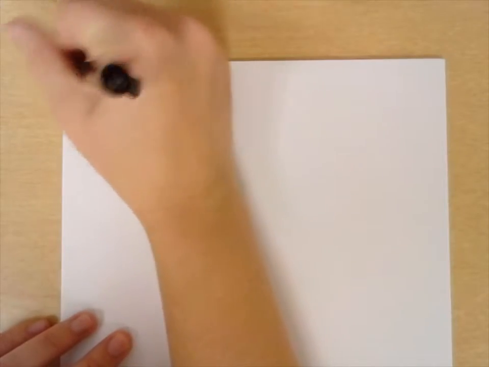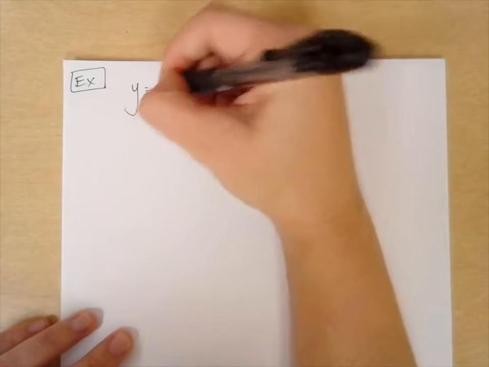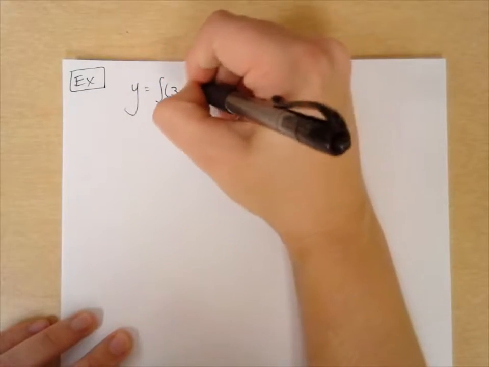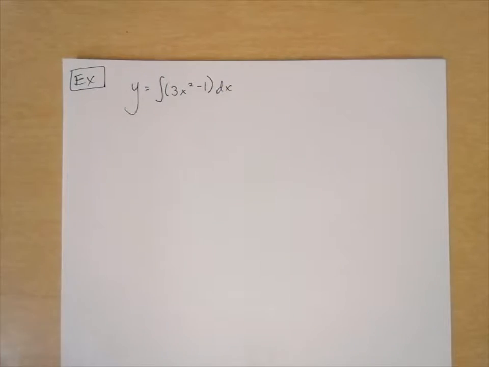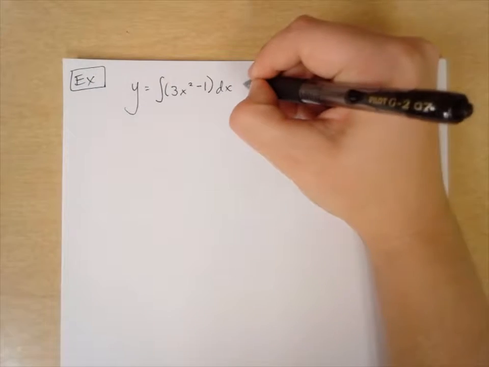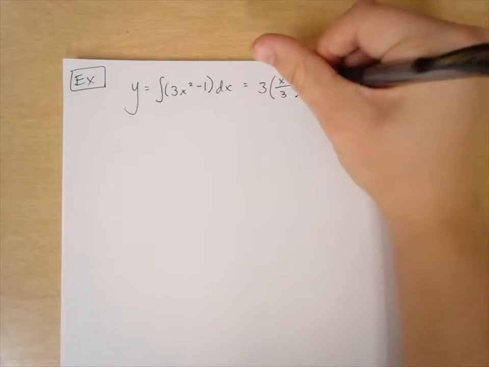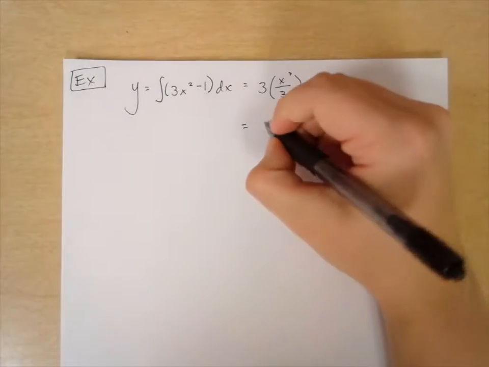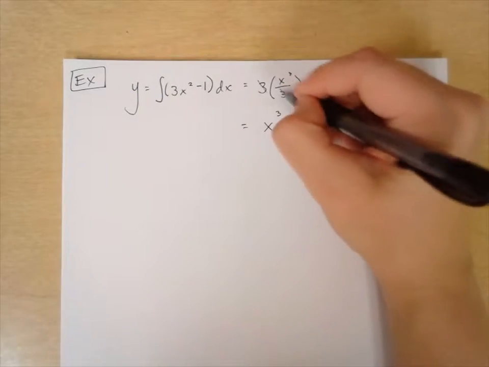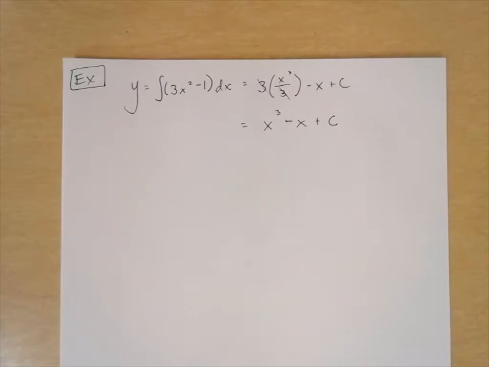So, let's say we had the antiderivative of 3x squared minus 1. And we know from yesterday's power rule that this would end up being 3 times x to the third over 3 minus x plus c. We simplify this piece to become just x to the third because the 3's cancel each other out. So I get x to the third minus x plus c. That's our general solution. We learned about that yesterday.